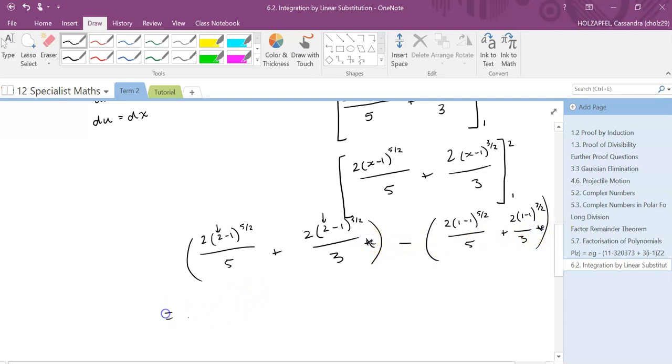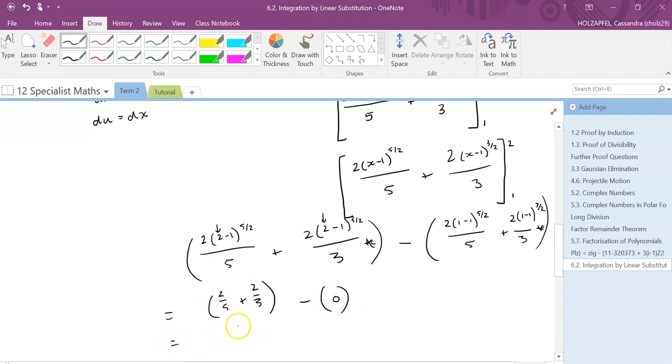Okay, so let's go through and actually solve this value now. So this is going to be 1 to the power of 5 over 2. 1 to the power of anything, nice and simple, is going to be 1. So this is going to be 2/5 plus 2/3, minus, and this one's even easier because 1 minus 1 is 0, and so 0 to the power of anything is also 0. And so 2 times by 0 is 0. So this whole thing is just going to be minus 0. So this is a nice simple one too.